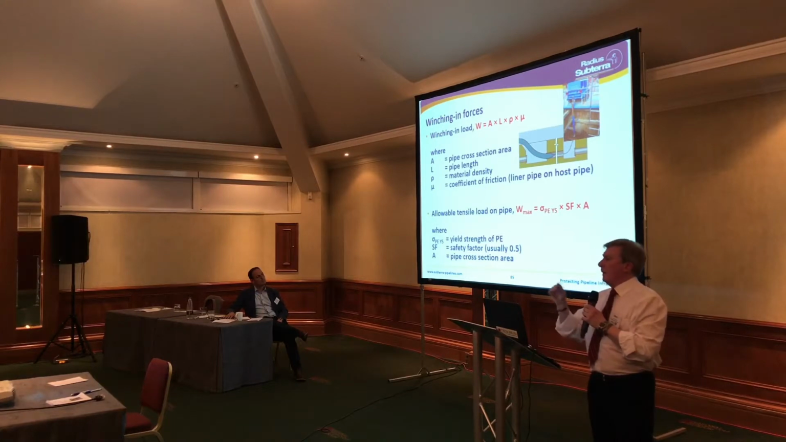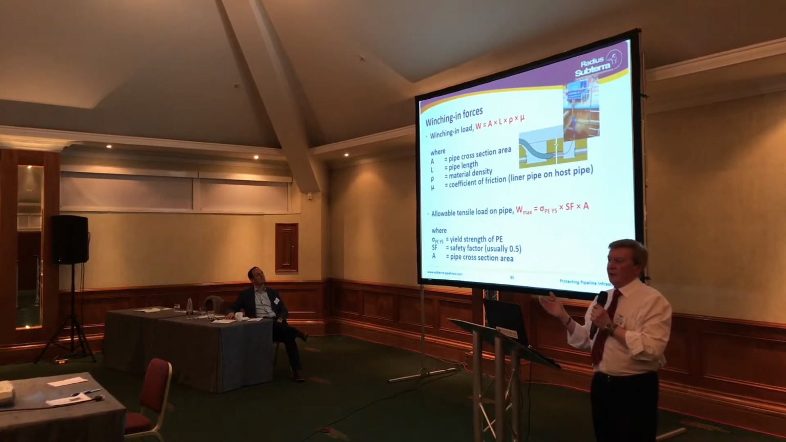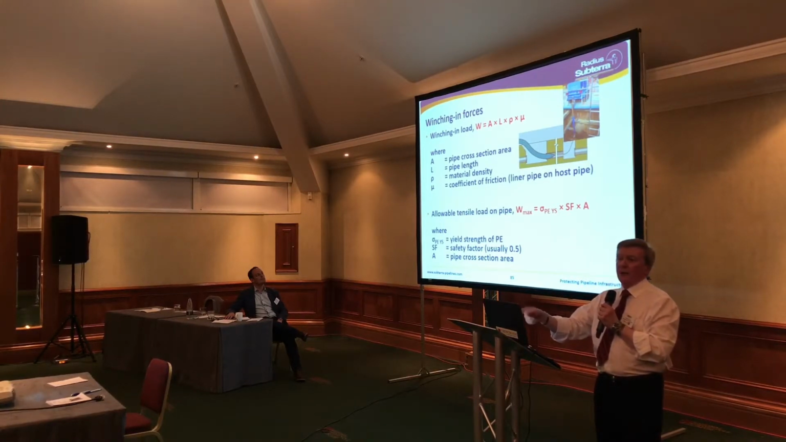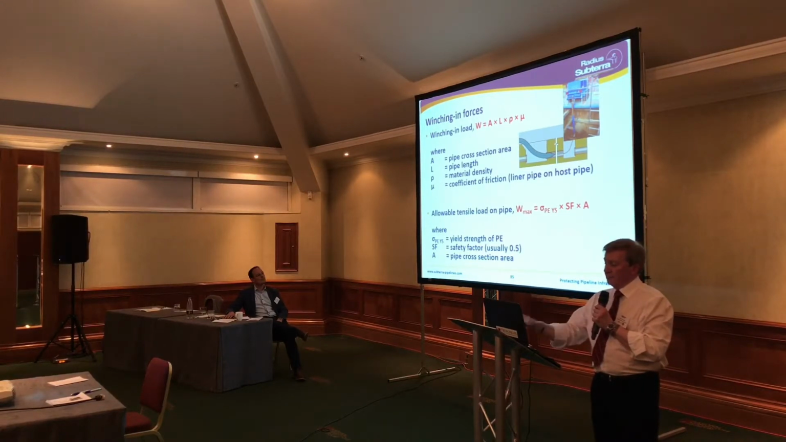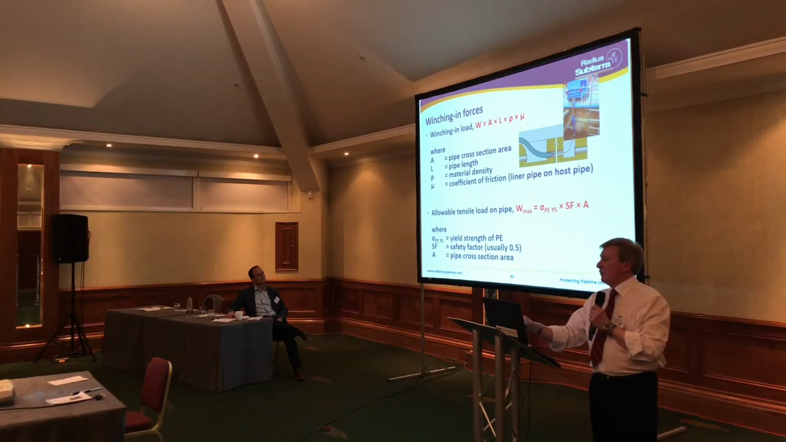I said I'd talk about 3 things. Winching in force is the first of those. The winching in force, very simply, is the product of the weight of the pipe times the coefficient of friction. The weight is cross-section area times the length times the density of the material. And that has to be less than the available strength in the liner pipe, which is the tensile property of the material times some sort of safety factor, again, times the cross-section area.